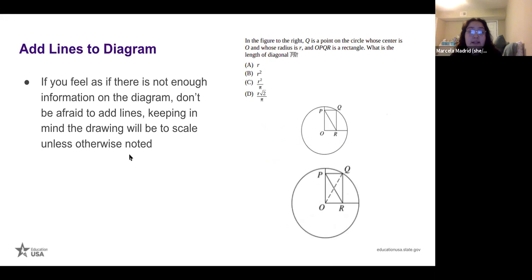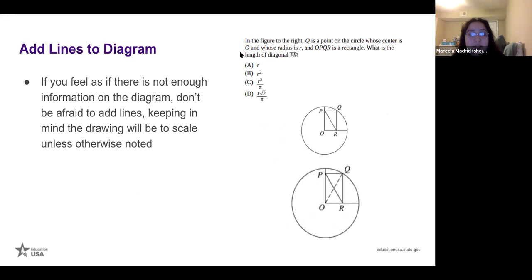On to the next. Another thing you can do with the diagrams is to add lines to diagrams, which is what we kind of saw previously, but not necessarily. If you feel that there's not enough information on the diagram, don't be afraid to add lines, keeping in mind the drawing will be to scale unless otherwise noted, once again.